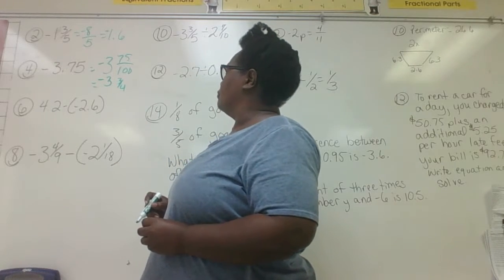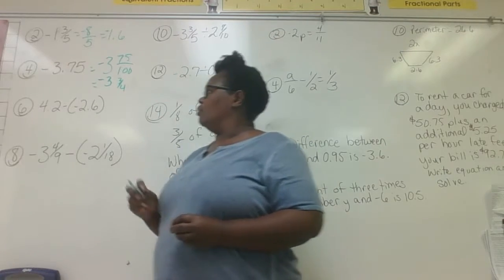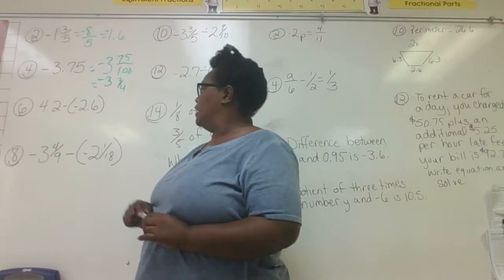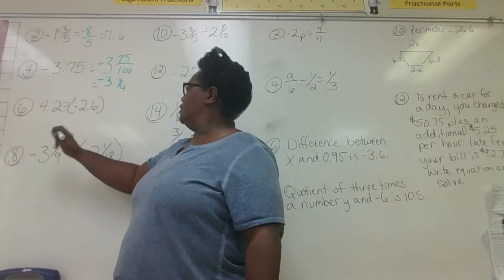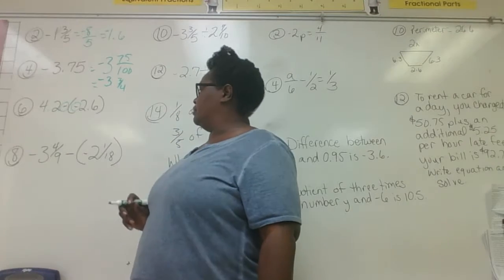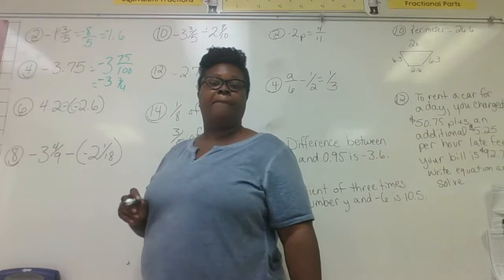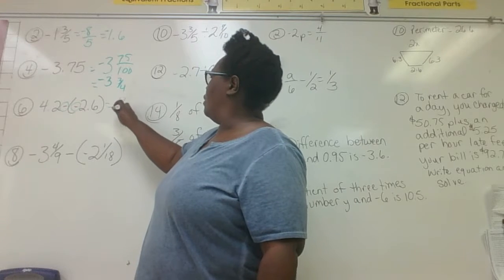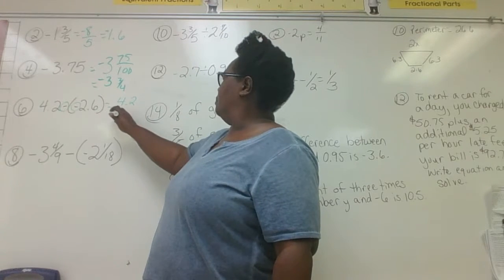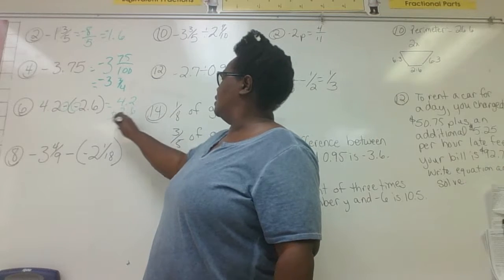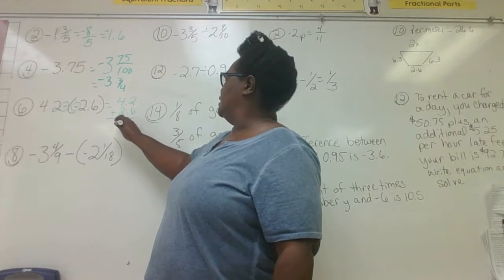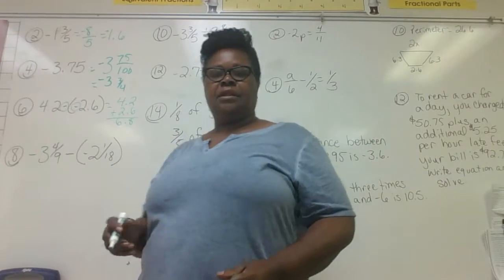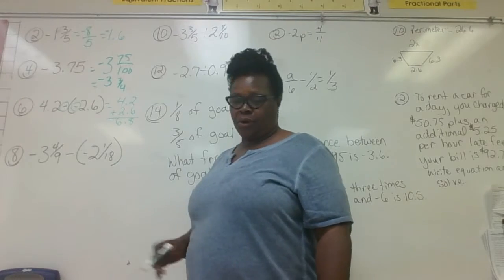Okay? Now, looking here, we are adding our decimals. Notice that we have a negative symbol here and a negative symbol here. 2 negatives will make it positive. So we rewrite this so that we have 4.2 plus 2.6, and when we add, this is 8, this is 6. So our answer is 6.8. Okay, let's take a look here at number 8.